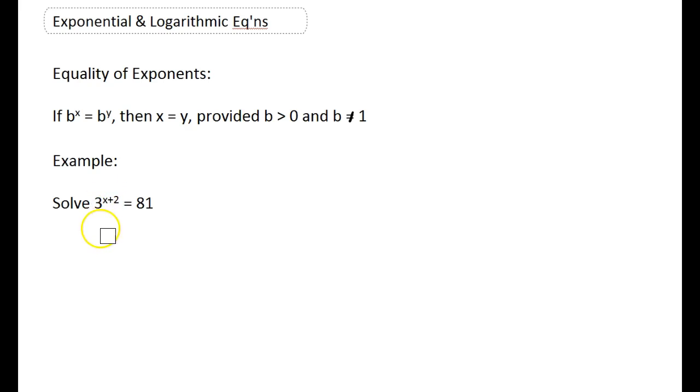For example, if I have 3 raised to the x plus 2 equals 81, I can write this as 3 raised to the x plus 2 equals 3 to the 4th, because 81 is 3 to the 4th. So now the bases are the same, and I set the exponents equal to each other. So x plus 2 equals 4, so x equals 2.